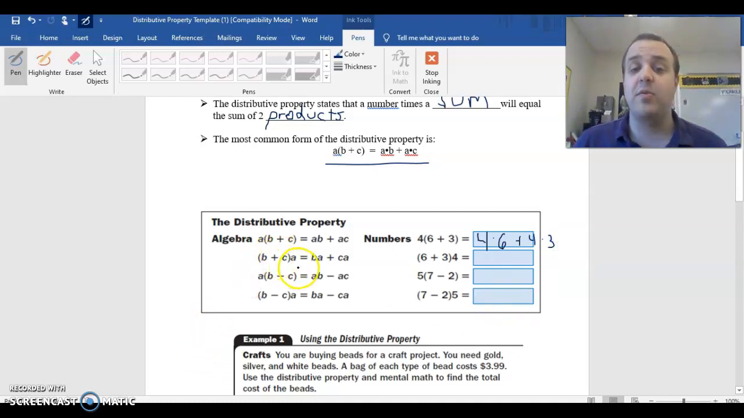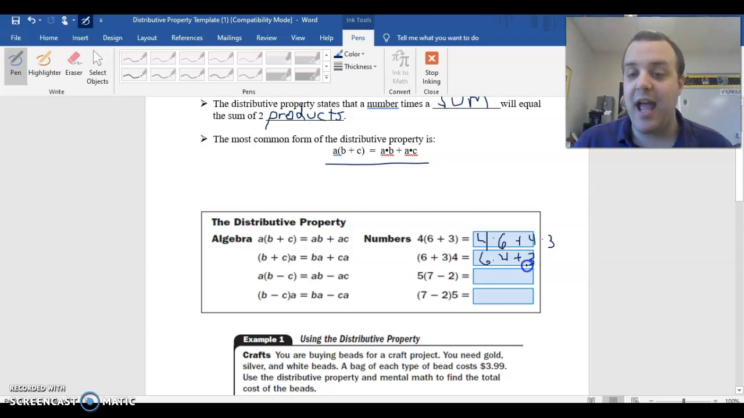Same thing if I have it listed where the number's behind. Now it's two things being added multiplied by a number. Here I have 6 plus 3, times 4. I can write that as 6 times 4 plus 3 times 4.